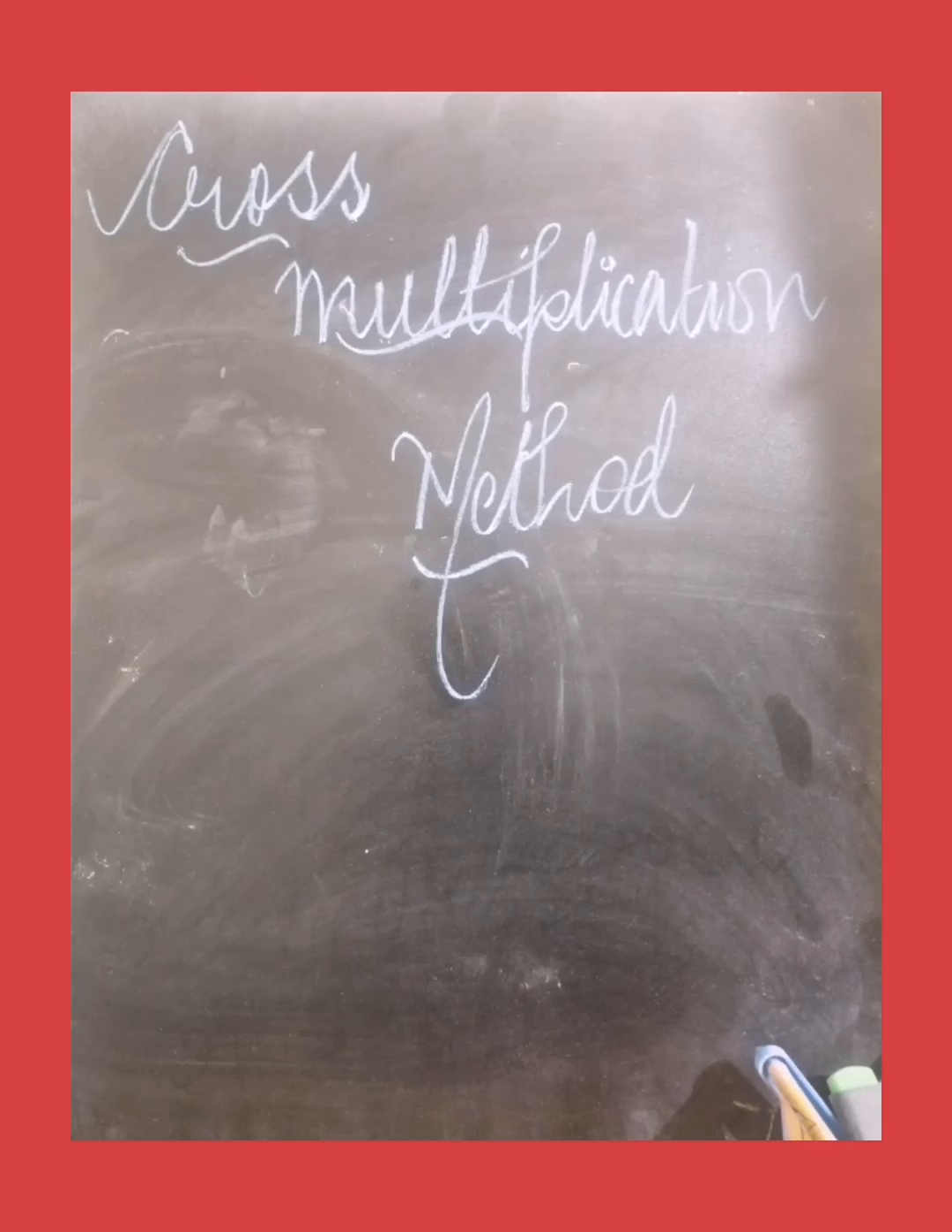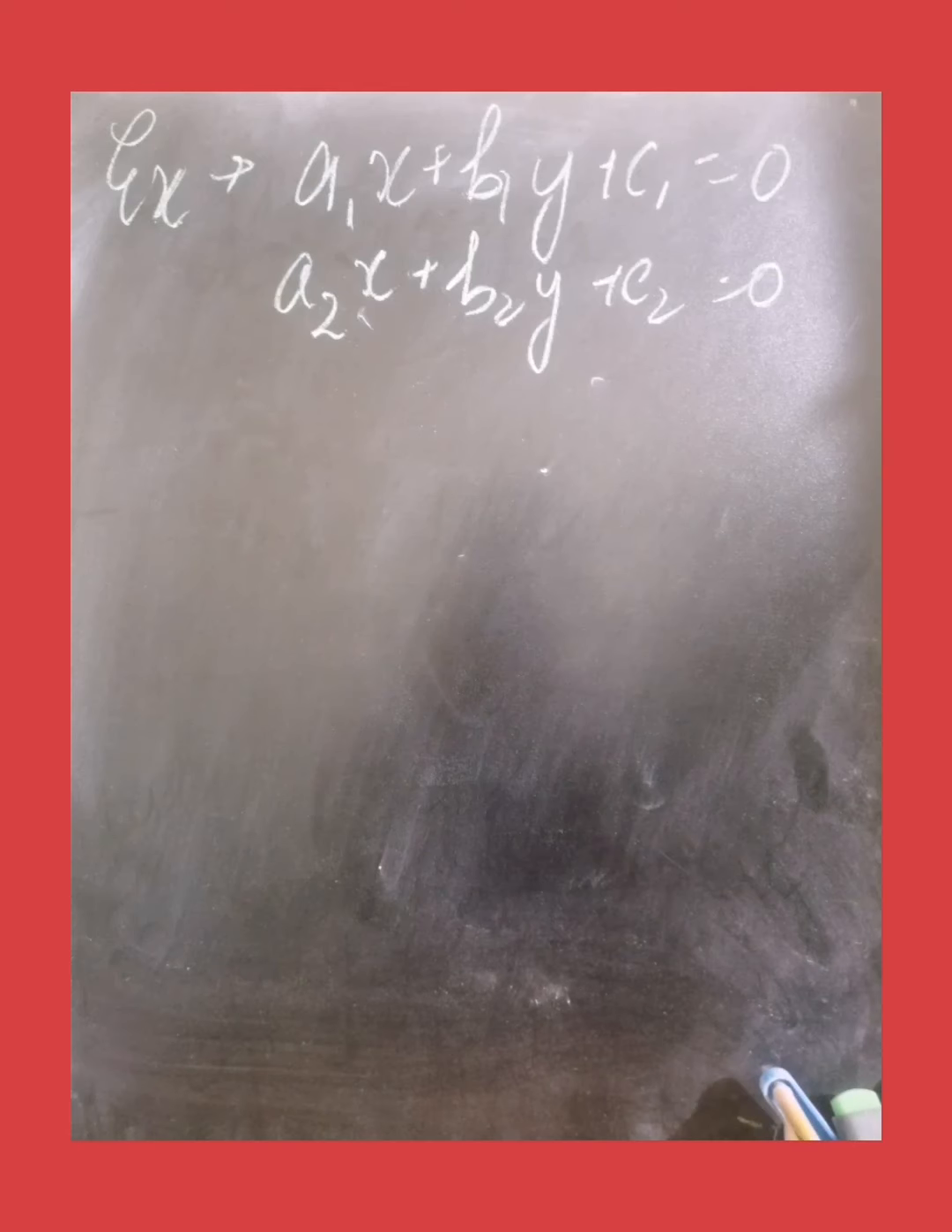So let's start. Today we are going to start the cross multiplication method for finding the solution of a pair of linear equations. Let's see how to use this method. Here I have taken the example a1x + b1y + c1 = 0 and another equation a2x + b2y + c2 = 0.